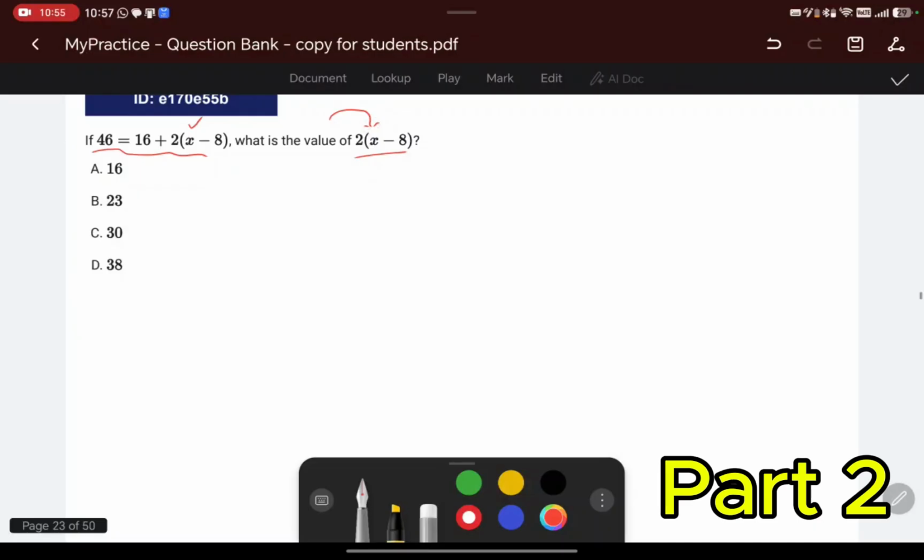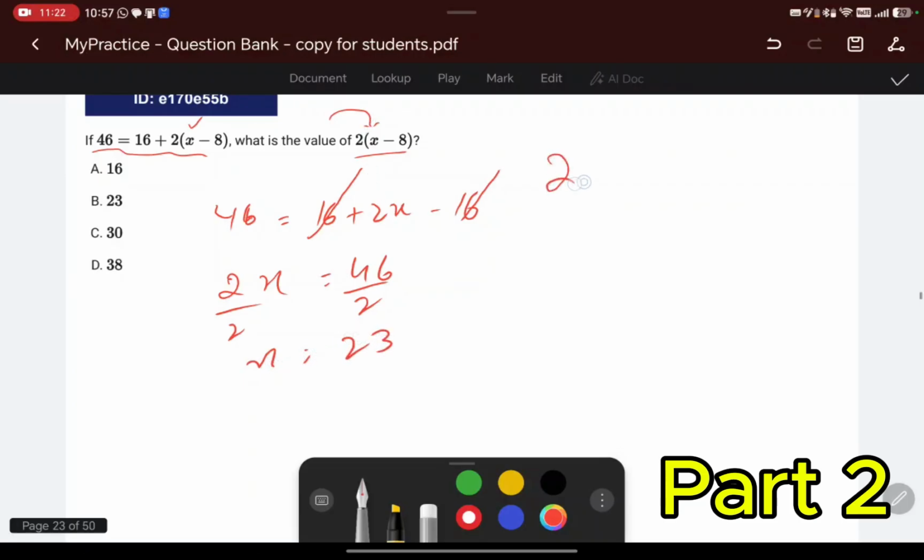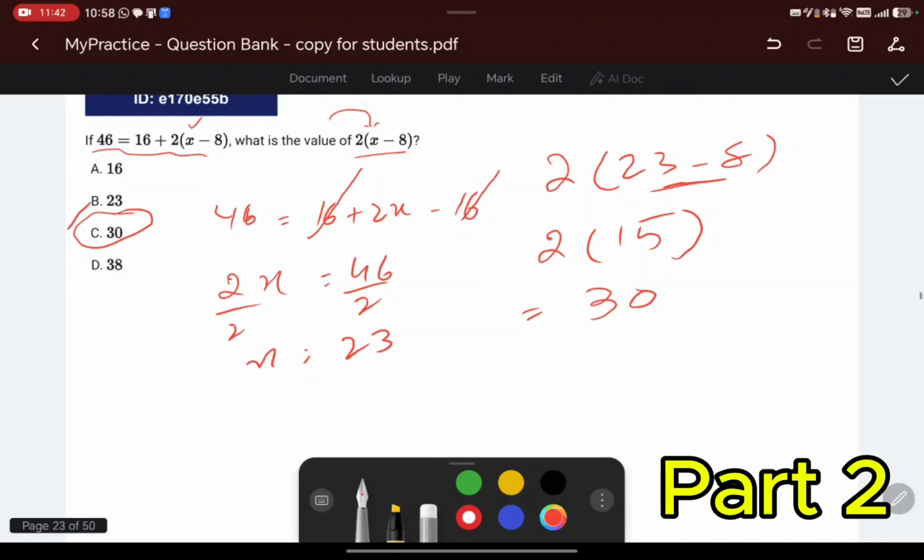So 46 equals 16 plus 2x minus 16. So this is plus and this is minus. It will be 2x equals 46, divided by 2. It's 23. Now place the value 23 into 23 minus x. So inside we will solve first and then we'll multiply by this. x will be 15. So 15 times 2 is equal to 30, and 30 is the answer here. So C will be the answer.